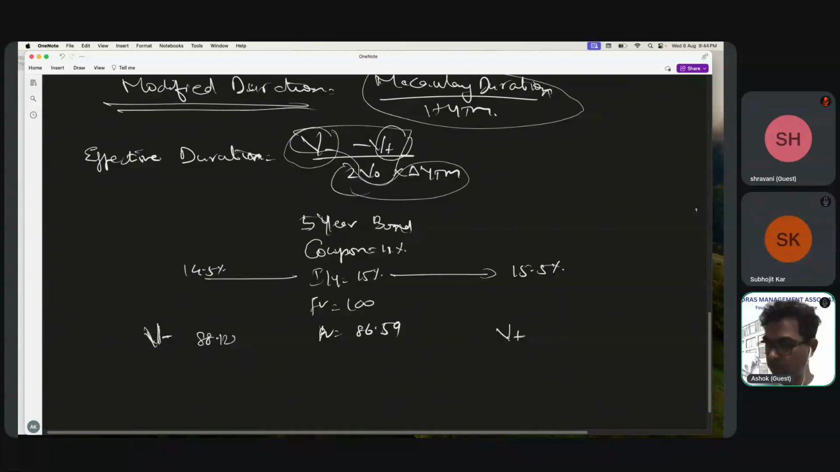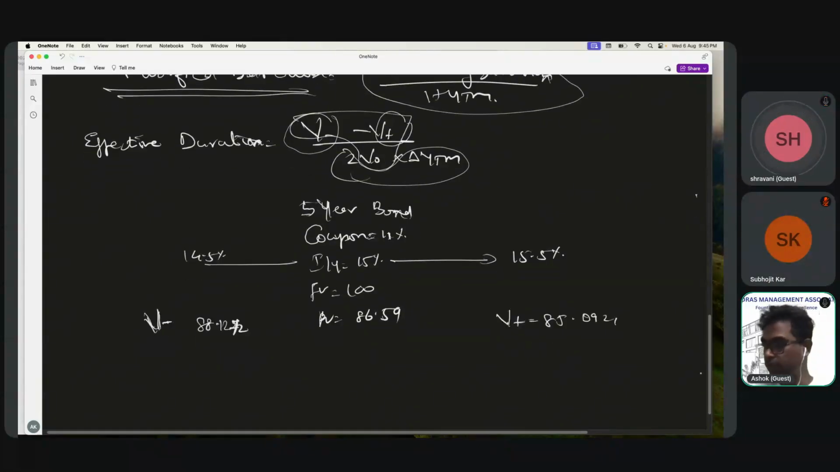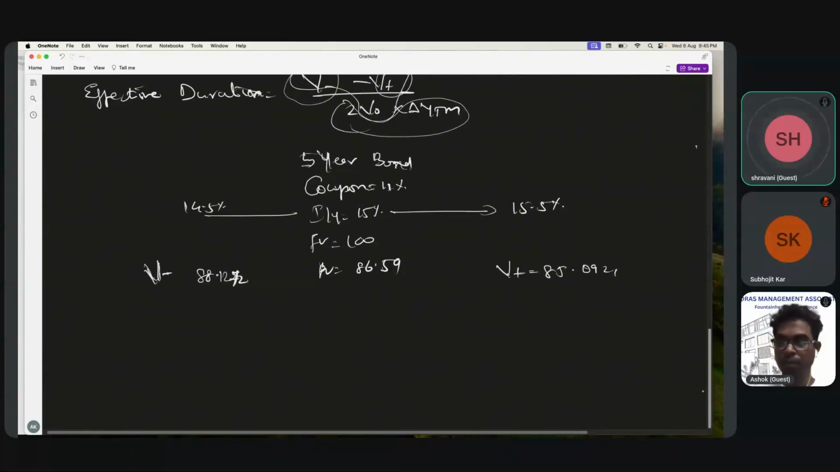88.1272. And right hand side, this is 85.0921. Shravani, you also do this and check and let me know if there is a mismatch, because then only you will get practice. Yes, it's the same.